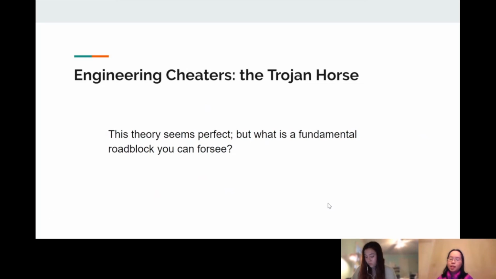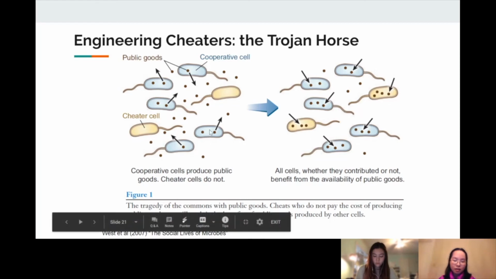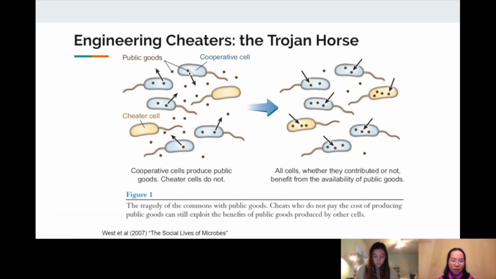So the theory seems pretty perfect. You wipe out the entire population of cells, but there is a fundamental roadblock. Let me go back to this picture. Now, pause the video and try to think about what this roadblock would be. Okay, so that roadblock is the assumption that you can get every single cooperative cell to undergo programmed cell death.